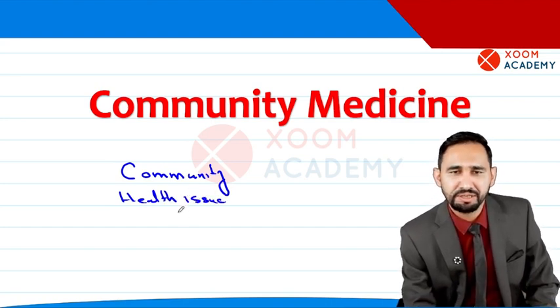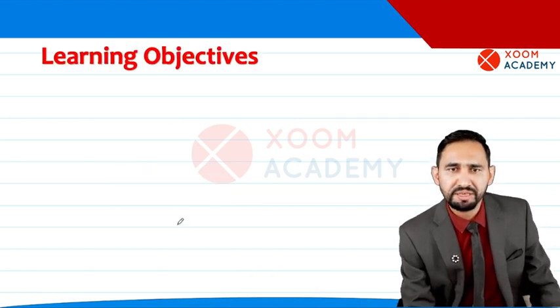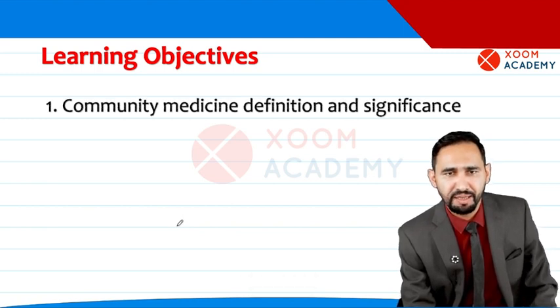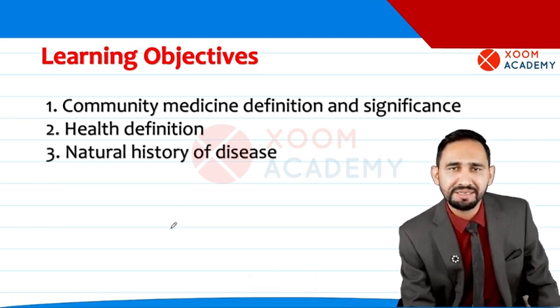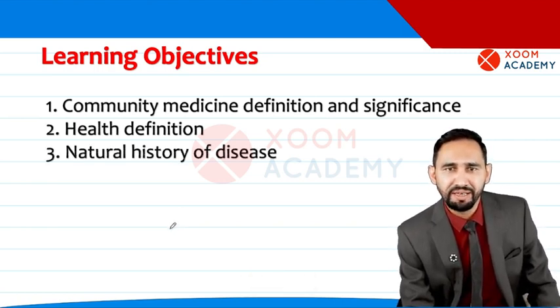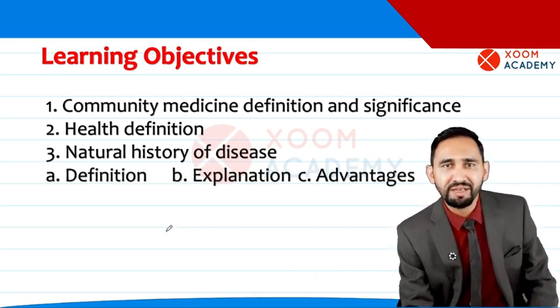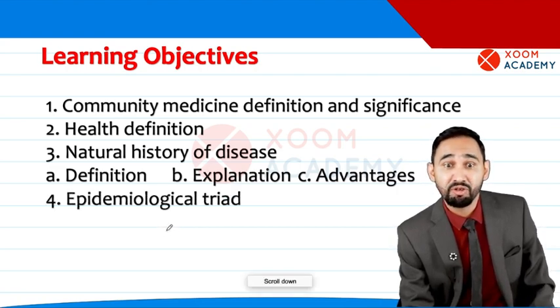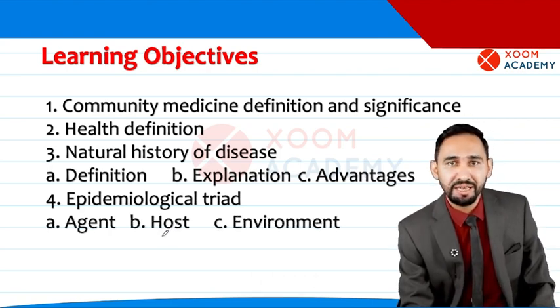So, we will discuss this lecture according to following learning objectives. Number one, we will see the definition of community medicine and its significance. Then, we will see the definition of health. Then we will discuss natural history of disease. We will define natural history. We will explain natural history of disease and various advantages of natural history of disease. Then we'll discuss epidemiological triad according to agent, host, and environment. In the end, we'll summarize the session.